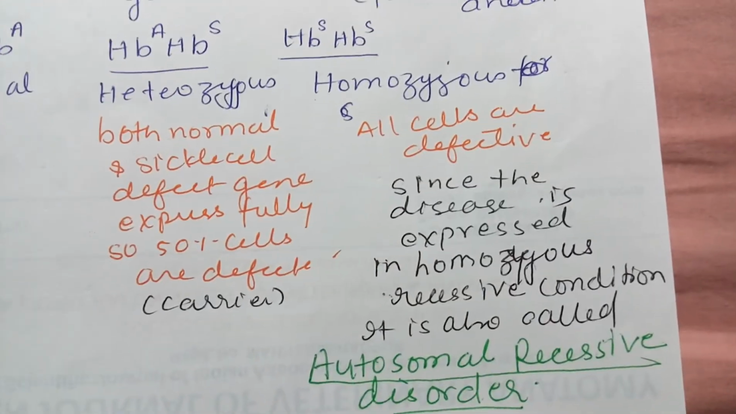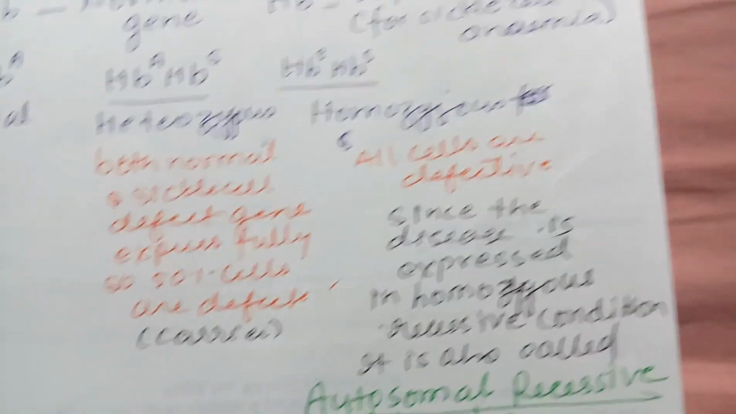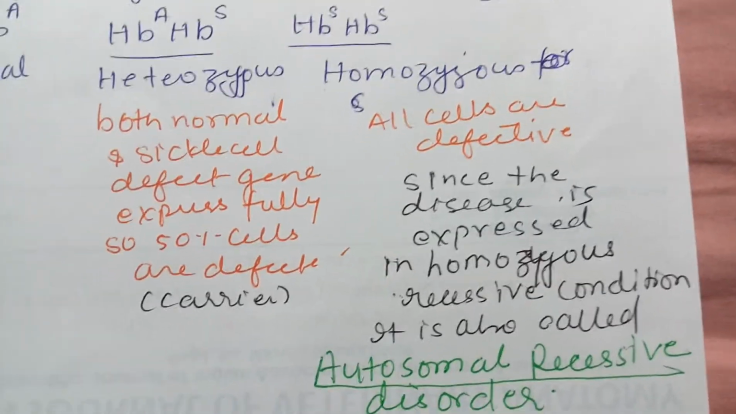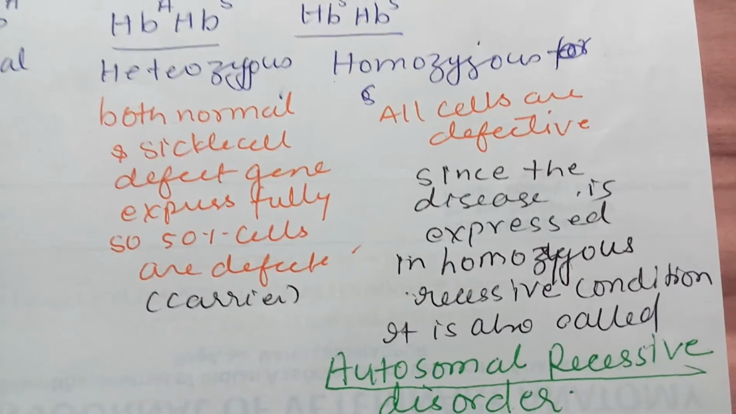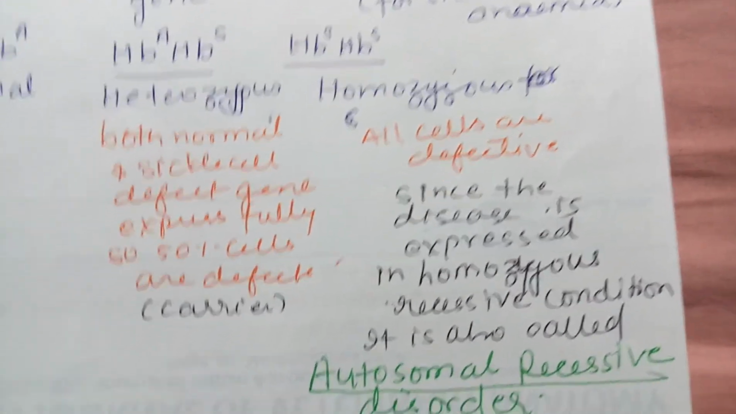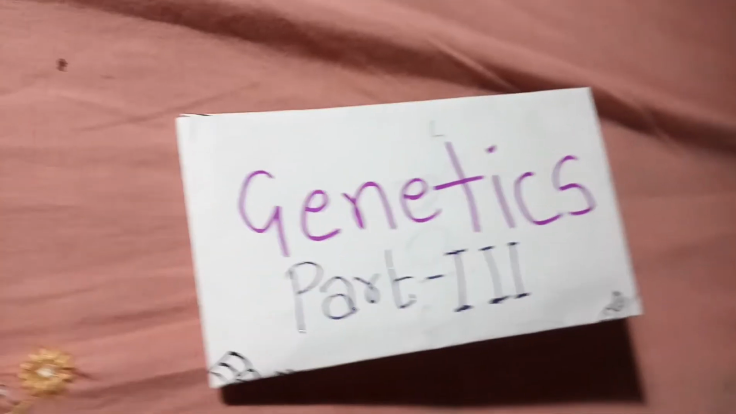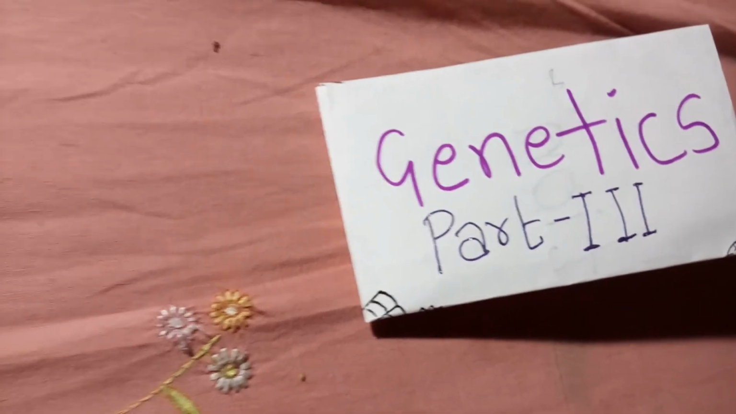And this disorder gets expressed fully in the recessive condition, and the defect is on the autosome, so this is also known as an autosomal recessive disorder. So sickle cell anemia is an example of an autosomal recessive disorder.